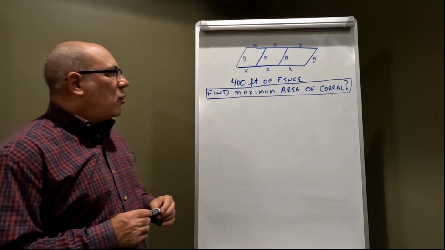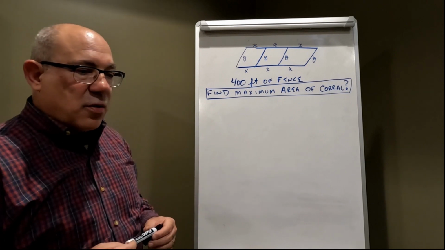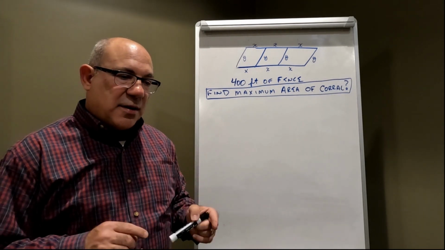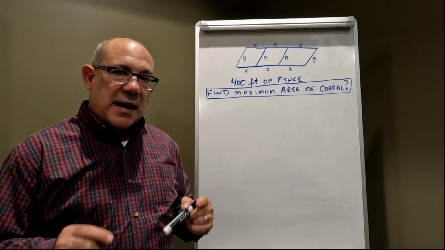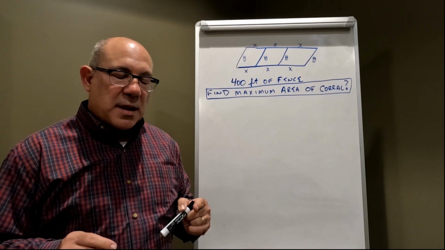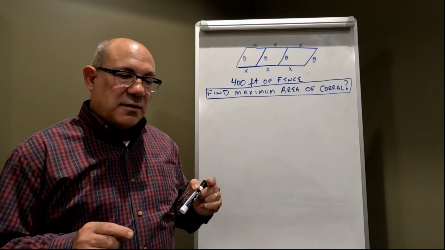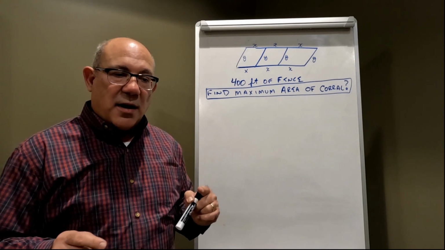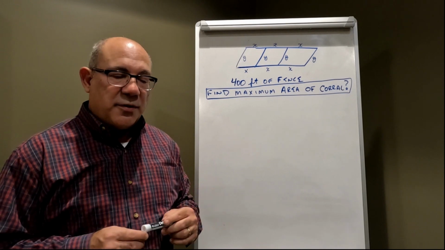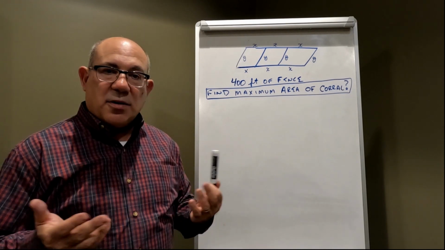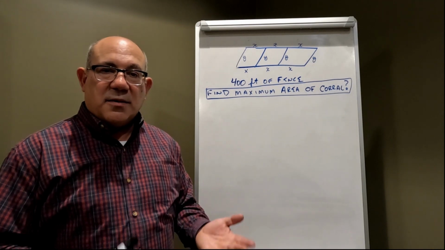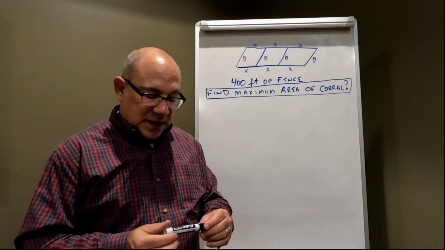Okay, so we're going to solve this with two equations in two unknowns. And then we're going to use calculus to find the maximum area. And the way we do that is we take the derivative of the formula for area with respect to one of the variables. We set that equal to 0 to get the max. We solve for that variable. We plug in and solve for the next variable. And that'll give us the answer.